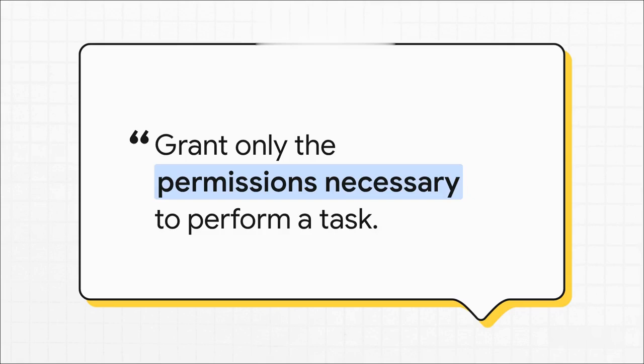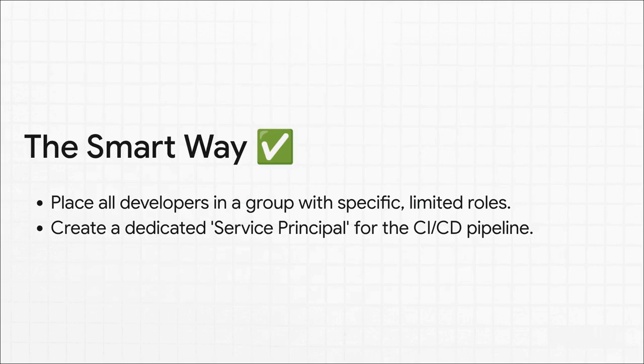And that leads us to maybe the most important rule in all of cloud security, the principle of least privilege. This isn't about being mean or restrictive, it's about being smart. It just means you only give an identity, whether it's a person or a script, the absolute bare minimum permissions it needs to do its job, and not a single permission more. So how do we do it the right way?